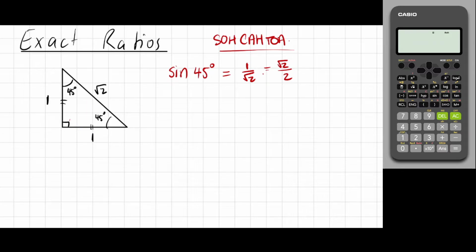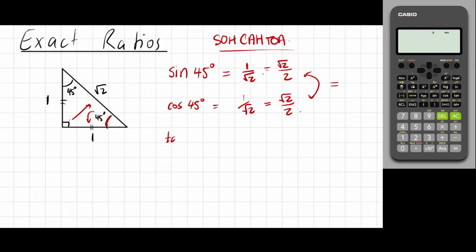Now let's do the same angle. So we're using this angle down here still. The cosine, so cosine of 45 degrees. Well, the cosine is the adjacent, which is 1, again, over the hypotenuse, which is root 2. So which is also equal to root 2 on 2. So what you notice is that these two are equal to each other, which is pretty cool. At 45 degrees, sine and cosine are equal to each other.